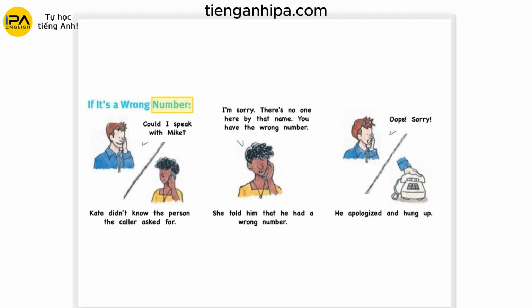If it's a wrong number. Kate didn't know the person the caller asked for. "Could I speak with Mike?" She told him that he had a wrong number. "I'm sorry. There's no one here by that name. You have the wrong number." He apologized and hung up. "Oops, sorry."